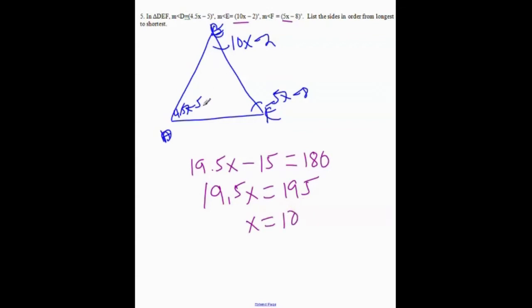So I'm going to throw 10 into here. So 45 minus 5 is 40. So this degree is 40. So we got 100 minus 2 is 98. And we got 50 minus 8, which is 42. All right? So here's my three ingredients. So this is going to be the biggest. Right here is the big side because it's opposite the 98. This guy's going to be the middle, and this guy's going to be the small. All right? Moving on.